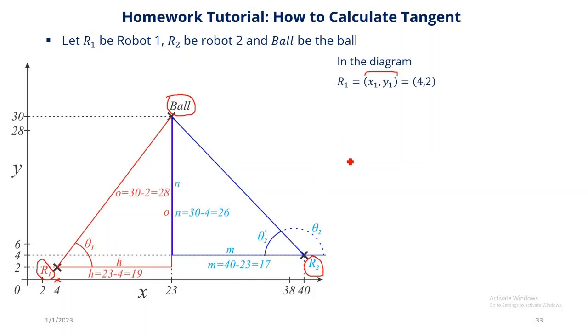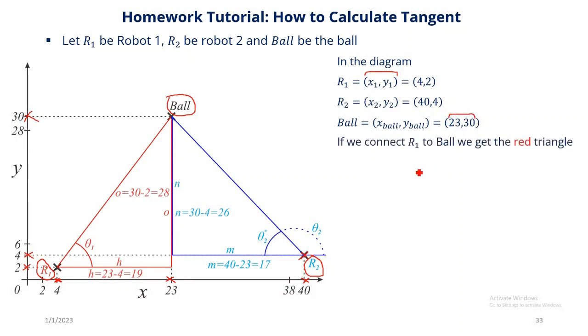In the diagram, R1 is at x1, y1. That is x1 equal to 4, y1 equal to 2. R2 is at position x2, y2. That is x2 equal to 40, and y2 equal to 4. Let the ball be at position x ball, y ball. That is x equal to 23 and y equal to 30.